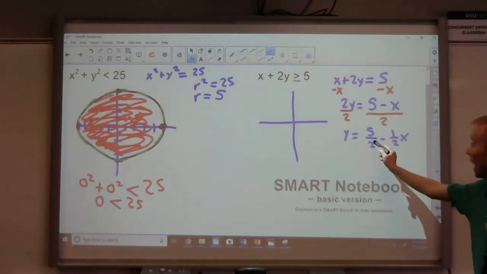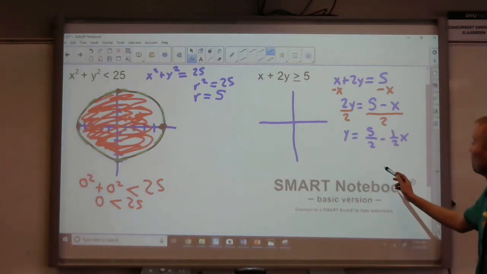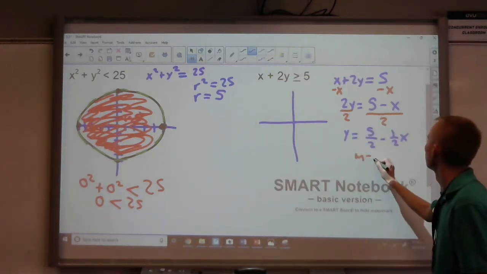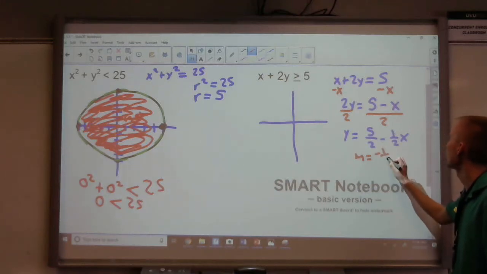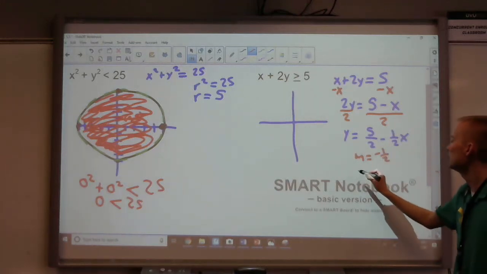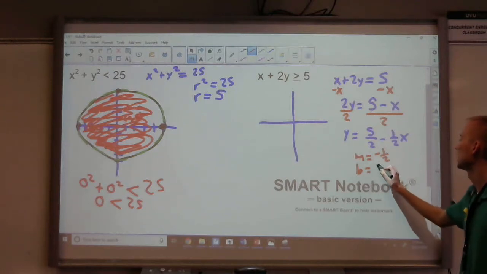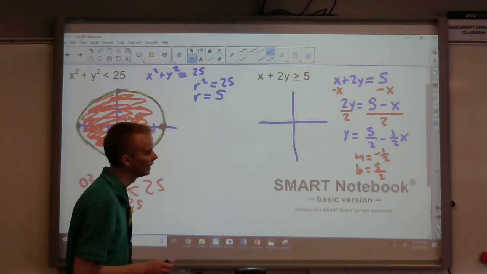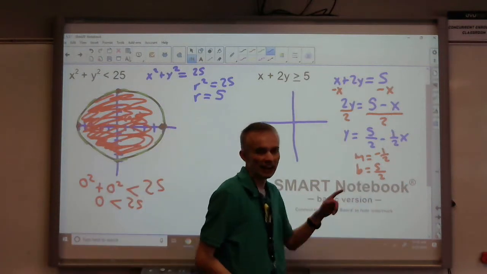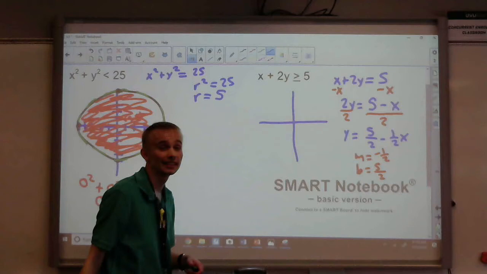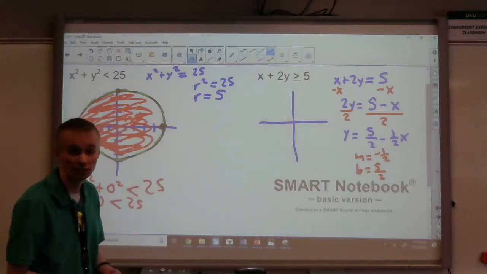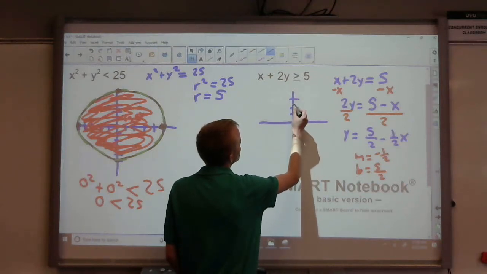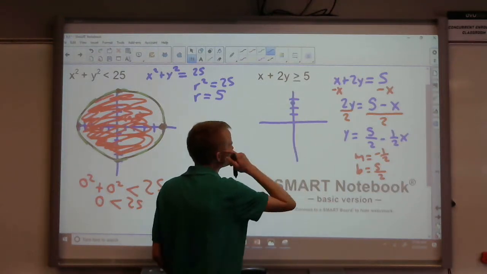Okay? So we now have it in slope-intercept form. This is my m. M is the thing in front of the x, so it's negative 1/2. And then your b, your y-intercept, that's 5/2. Okay? So we can now graph our line. 5/2, let's see, throw that in the calculator. I think it's like 2.5. So there's 3. So we're up here at 2.5.